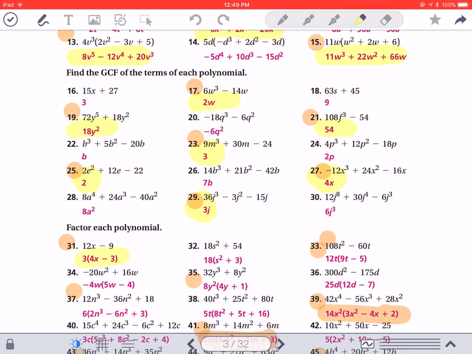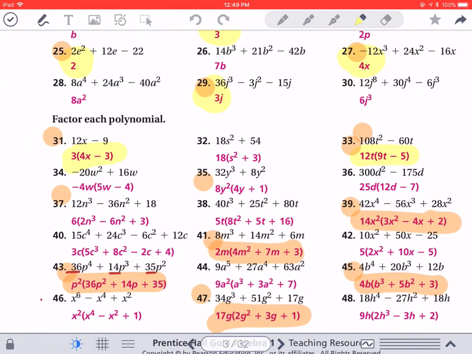31, factor out a 3, multiply that by 4x minus 3. 33 is 12t times the quantity of 9t minus 5. 35, factor out 8y squared, multiply that by 4y plus 1. 37, factor out a 6, multiply that by 2n cubed minus 6n squared plus 3. 39, 14x squared times the quantity of 3x squared minus 4x plus 2.